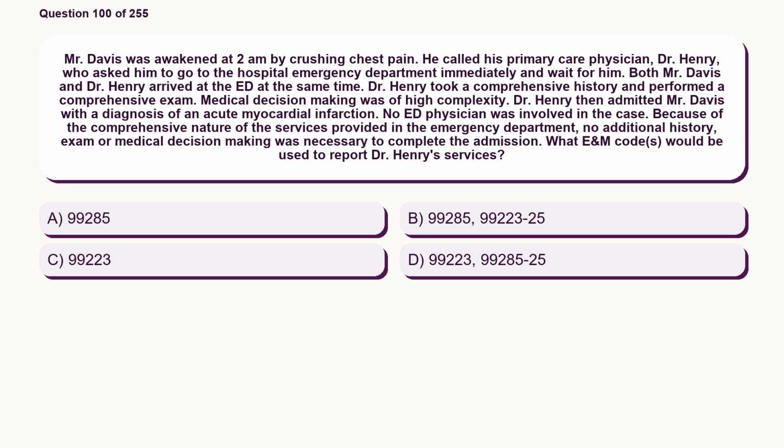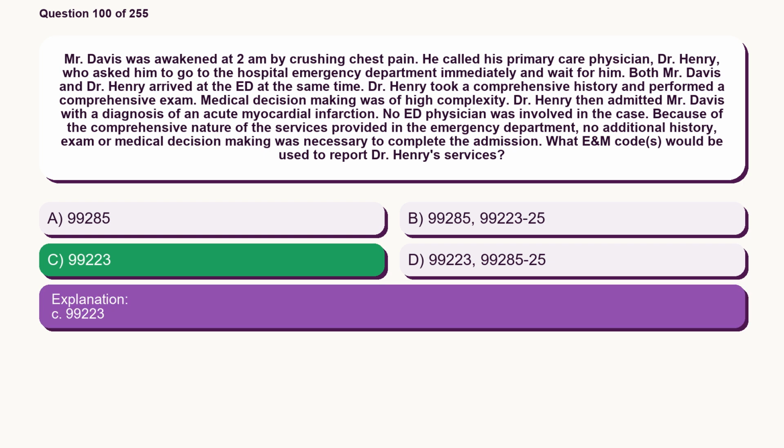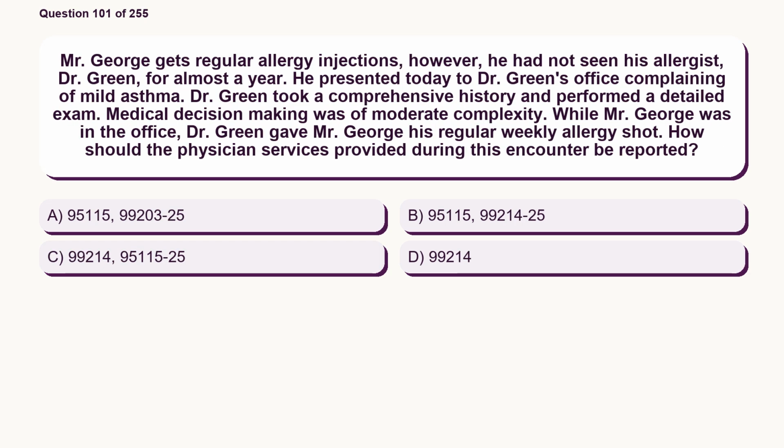Option A, 99285. Option B, 99285, 99223-25. Option C, 99223. Option D, 99223, 99285-25. The correct answer is option C, 99223. Question 101.